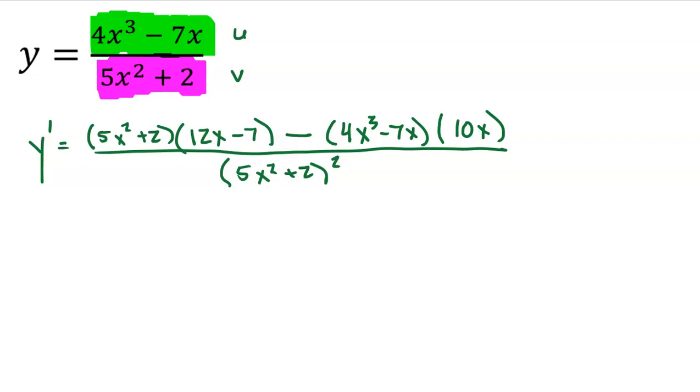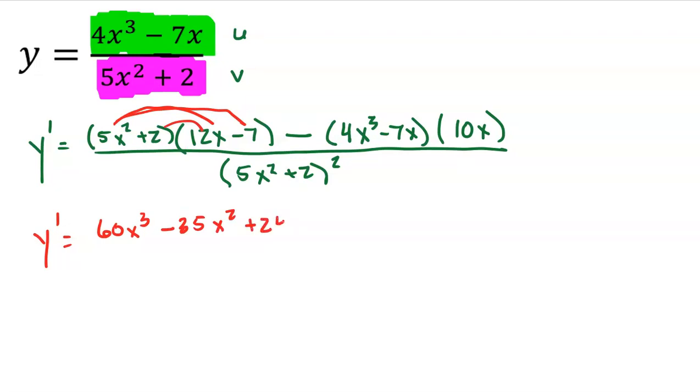All right, again, now what I'm going to do in red is the cleanup work, which is where a lot of students mess up, so take your time. Whole lot of fun distribution going on here. Here we go. That is going to be 5 times 12. If you need a calculator, don't be afraid. 60x cubed. 5x squared times negative 7, negative 35x squared. 2 times 12x, 24x. 2 times negative 7, negative 14.